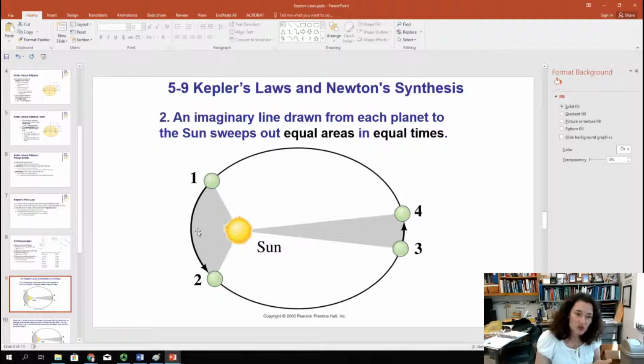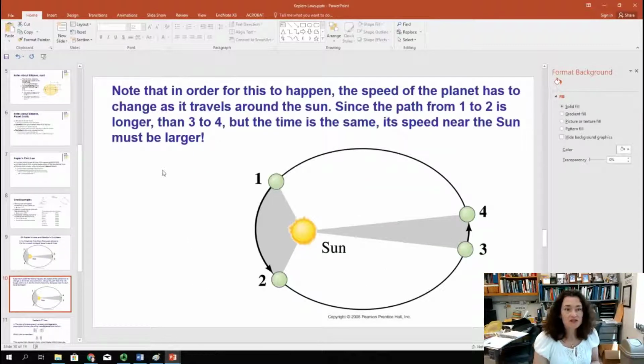So as it gets close to the Sun, the distance between the planet and the Sun is shorter, and that means that in order to sweep about the same amount of area, it has to pass through a longer arc, right, in order to get the same area as a point that's further away from the Sun. The consequence for this is that in order for this to happen, the speed of the planet has to change as it travels around the Sun.